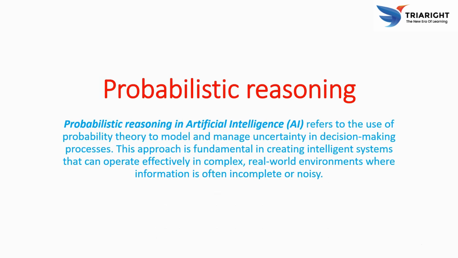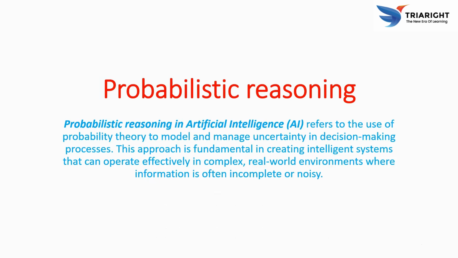incomplete or noisy. So here, probabilistic reasoning in AI refers to the application of probability theory to represent and handle the uncertainty during the decision-making process, right? So why is it important in AI? This approach is crucial for building intelligent systems that can function effectively in complex real-world environments. In such environments, we can see incomplete data, where not all necessary data is available, and we have noise. The available data might contain errors or irrelevant information.